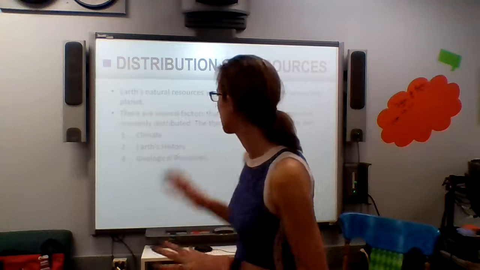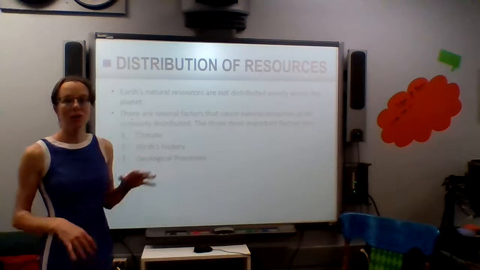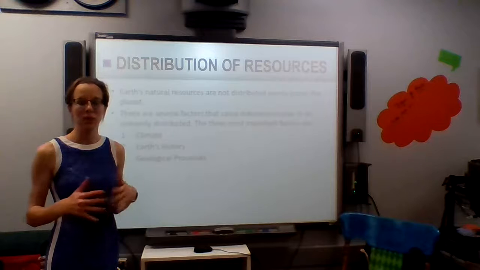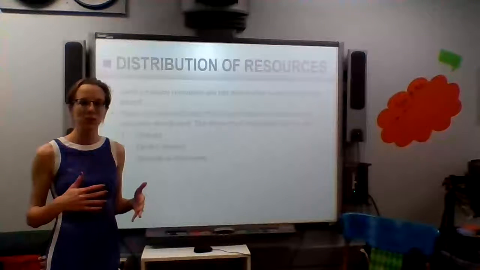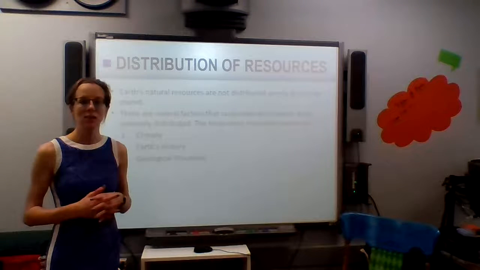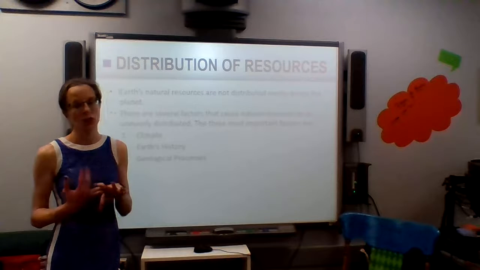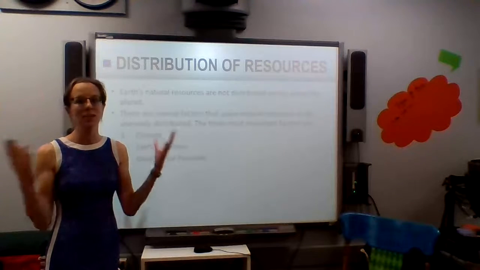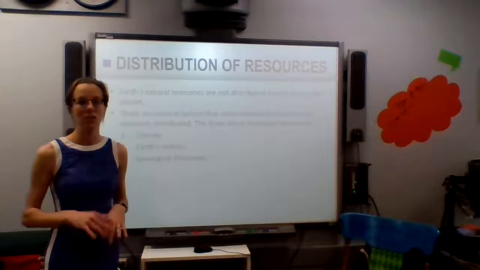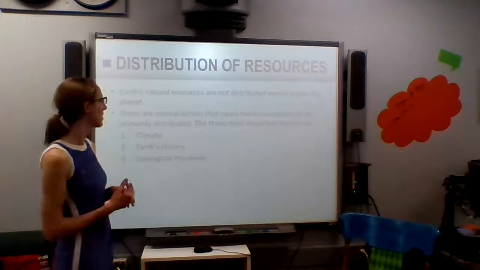Today we are going to talk about distribution of resources. On Earth, resources are not distributed equally. Some places have a lot of certain resources, while other places have very little of certain resources. Some places you are able to find oil, but you're not able to find fresh water. Other places are abundant in water, but lacking in minerals in the ground. And so, all different places have all different resources that you can find there.